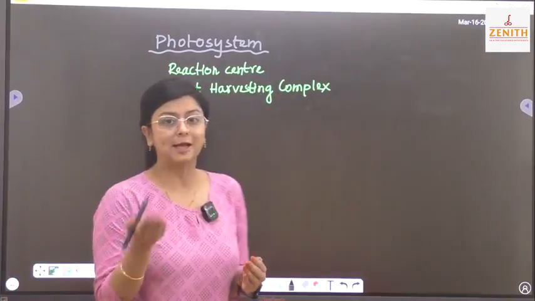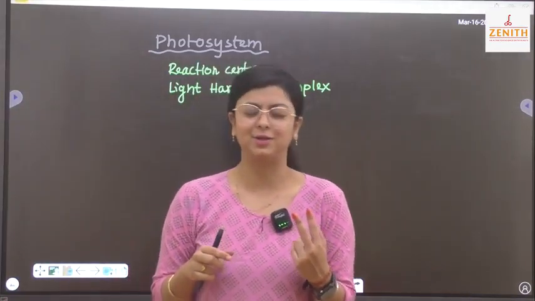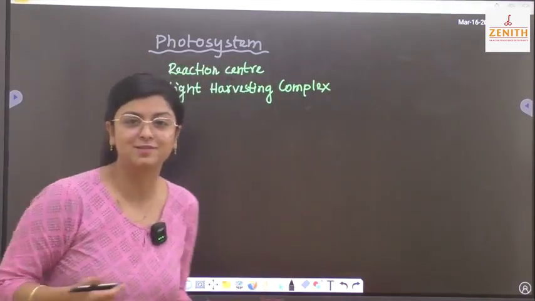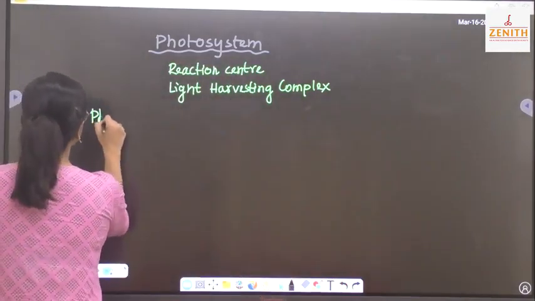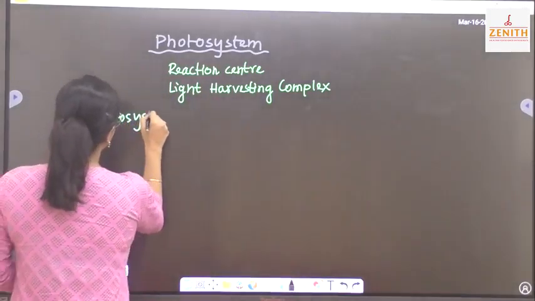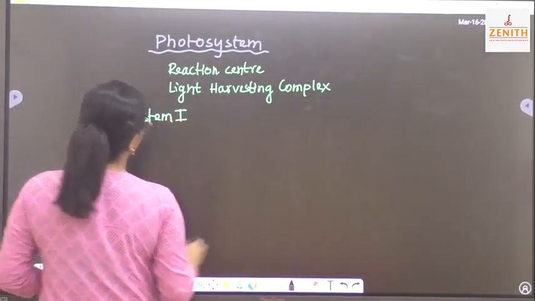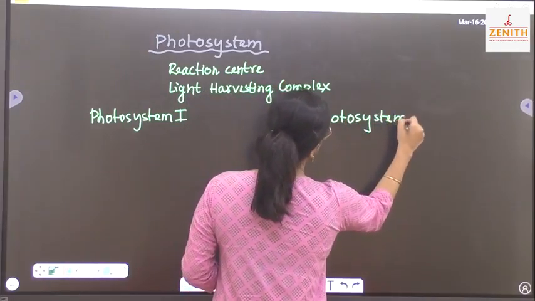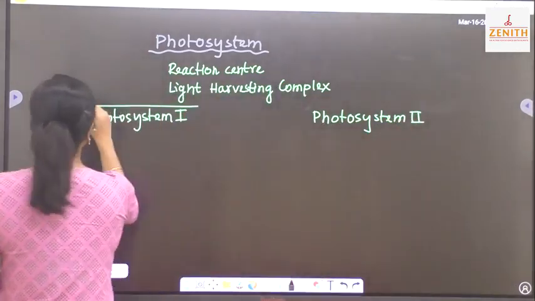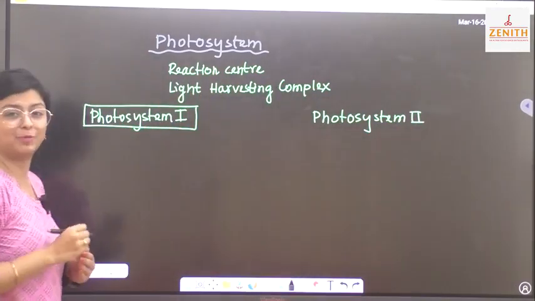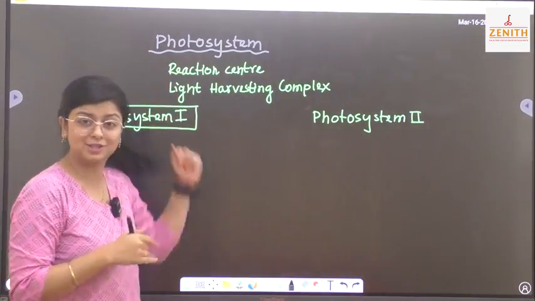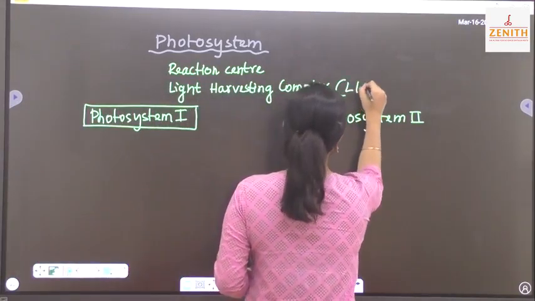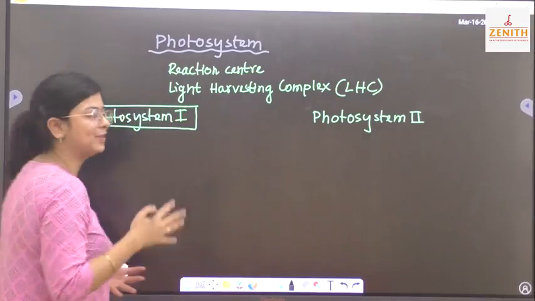We will see that inside the thylakoid two types of photosystem can be present. One is photosystem 1, another one is photosystem 2. Any kind of photosystem is made up of a reaction center and a light harvesting complex. The light harvesting complex is also known as LHC, short for the initials.